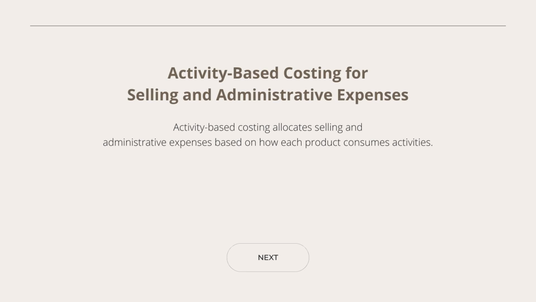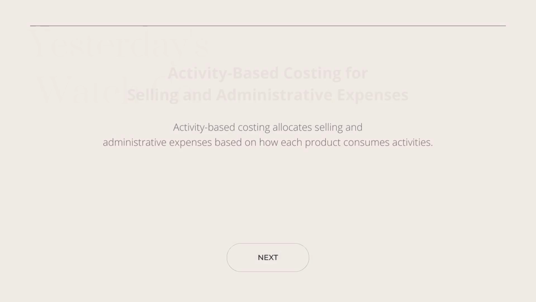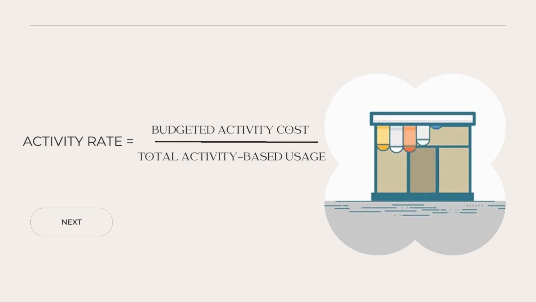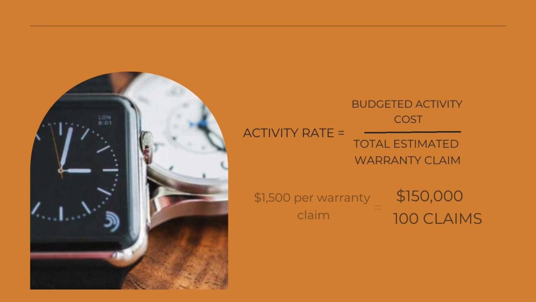Objective number 5, activity-based costing for selling and administrative expenses. Activity-based costing allocates selling and administrative expenses based on how each product consumes activities. To illustrate, assume that Yesterday's Watch Company has two products. One is the analog and the other one is the smartwatch. Both products have the same total sales volume. However, analog and smartwatch consume selling and administrative activities differently.